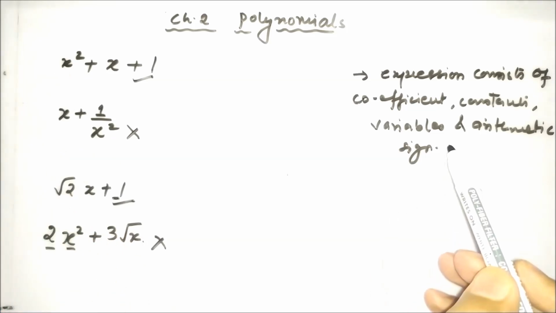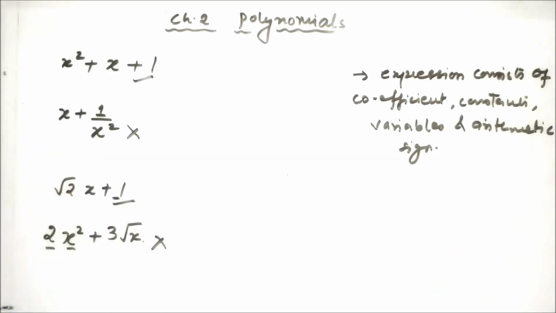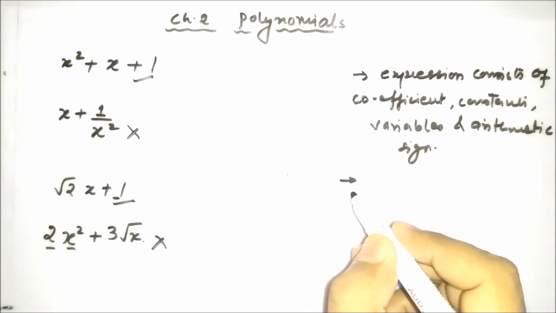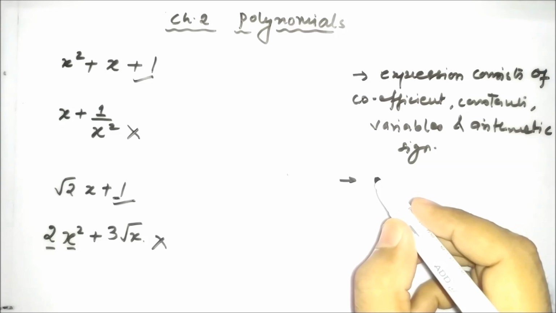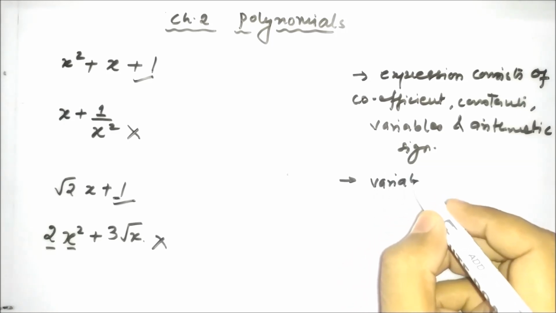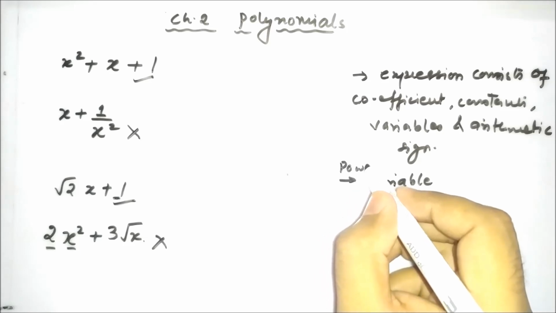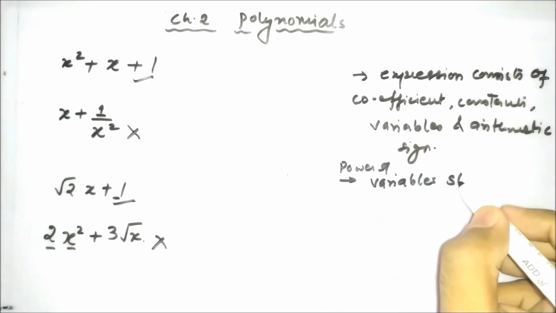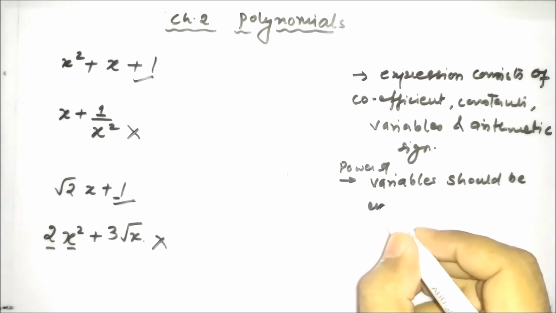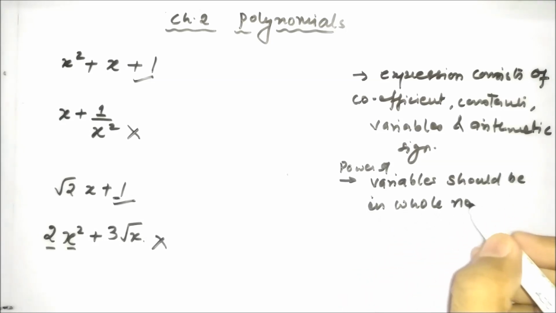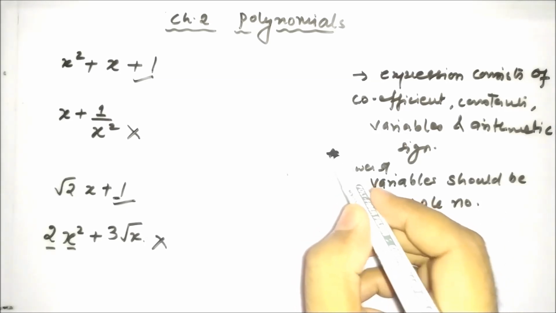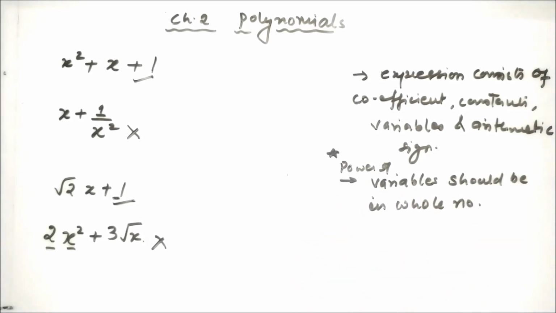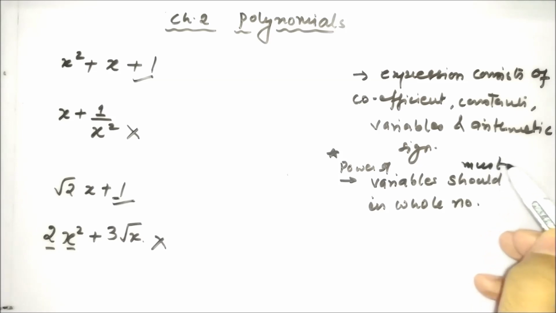So according to this definition, all these expressions can be considered as polynomials, but still I am saying that this and this are not polynomials. For this we need to understand the second statement of the polynomial definition: in a polynomial, the variables, or you can say the power of variables, should be whole numbers. Okay, this is the major criterion that will help you to identify any polynomial. So in a polynomial the power of variables must be a whole number.